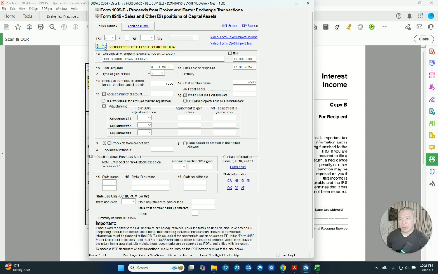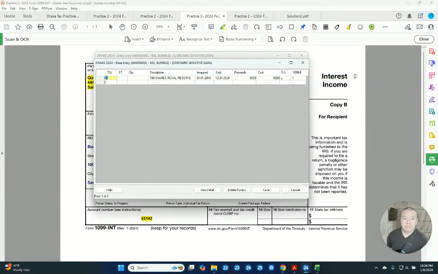So you actually didn't have to click it, but I just did it to show, since it is defaulted to that. It was 100 shares of Royal Reserve, EIN number, date acquired, date disposed. It's longer than 1 year, so I put the gain as long term. The proceeds received was $8,000. Cost basis was $6,500, so they made about $1,500 in long-term capital gain.